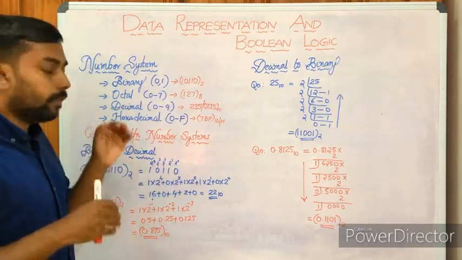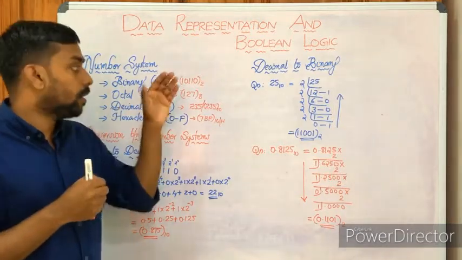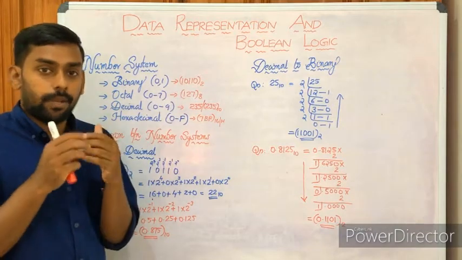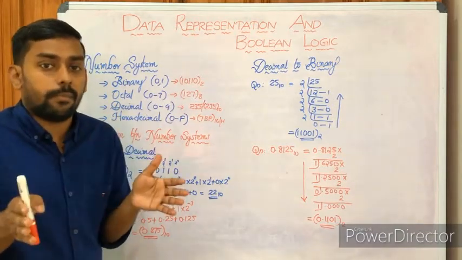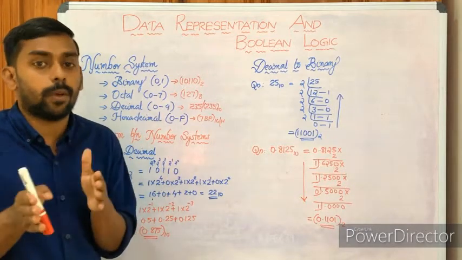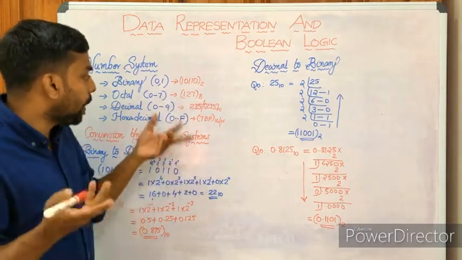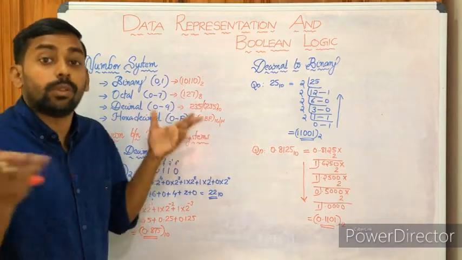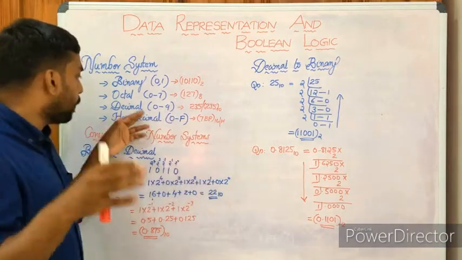Then there are two values associated with every number system: place value and face value. You know what face value is? What is the face value of 235? It is 235, right? Let's look at decimal.